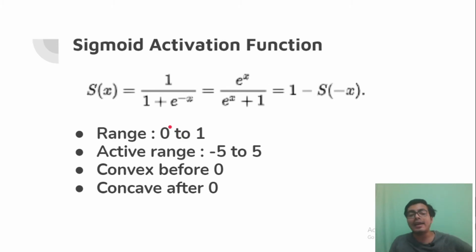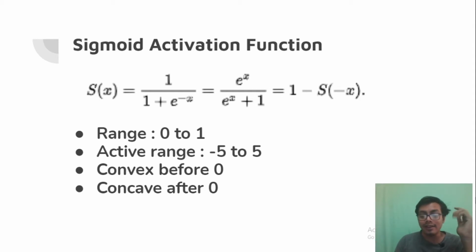Then the active range we have is from minus 5 to 5. Now what is the active range? Active range is where the function is actually somewhat meaningful. After this active range, the sigmoid function will mostly give the values 0 and 1 only, but in the range of minus 5 to 5 you will have values somewhat different than 0 and 1, somewhere in between.